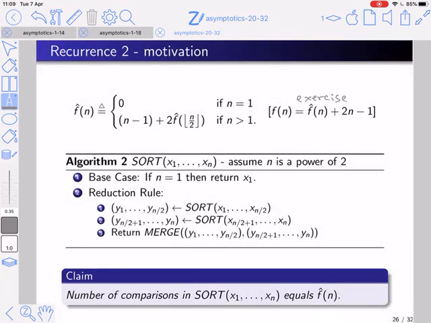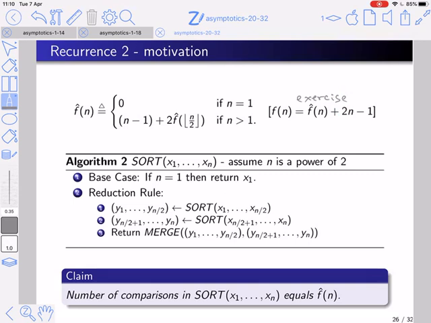So let me start with some motivation. Again, I'll do a small modification. Instead of considering f, I'll define f hat. The base case is a little bit different. It's 0 instead of 1. And in the reduction, instead of adding n, I add n minus 1. And f and f hat are very similar. You can check this, that f equals f hat plus 2n minus 1. I'll leave that as an exercise.